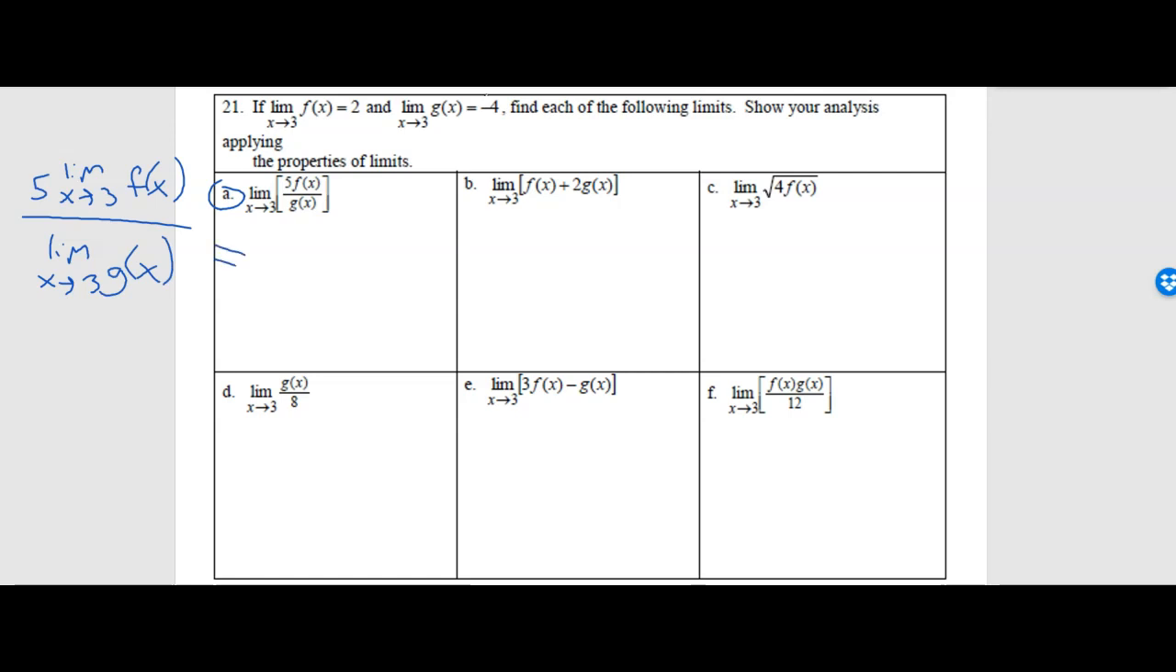Okay, so the limit as x approaches 3 of f of x is 2. So we have 5 times 2. And the limit of g of x as x approaches 3 is negative 4. And again, I'm just finding these right up here. They're given. So this gives us 10 over negative 4, which is equal to negative 5 halves.